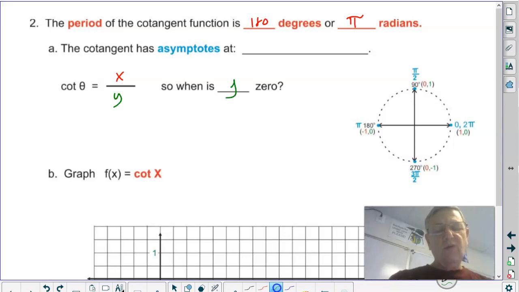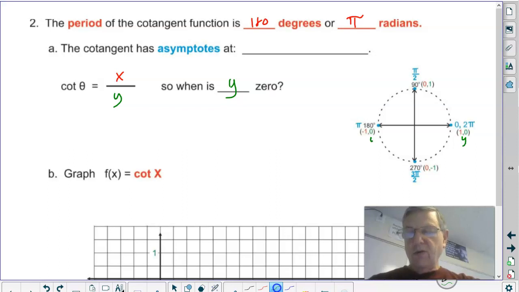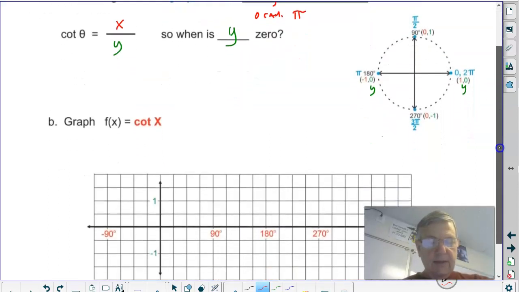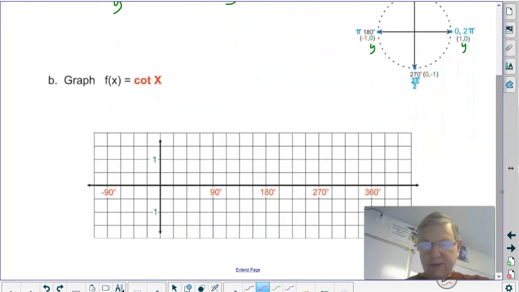So now, when is the y 0? And you can see y is 0 at 0, and y is 0 at 180. So where are our asymptotes for the cotangent? At 0 or 180 degrees, and 180 is pi radians, 0 is 0 radians, right? Okay. So now we have to understand the cotangent and see what takes place. And again, the first time you can do this XY chart, but understand where our asymptotes are.